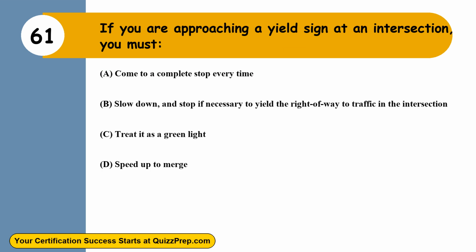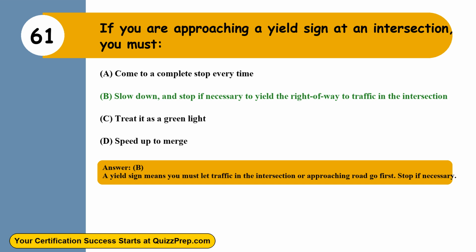Question 61. If you are approaching a yield sign at an intersection, you must: Option A, come to a complete stop every time. Option B, slow down, and stop if necessary to yield the right-of-way to traffic in the intersection. Option C, treat it as a green light. Option D, speed up to merge. The correct answer is option B, slow down and stop if necessary to yield the right-of-way to traffic in the intersection. A yield sign means you must let traffic in the intersection or approaching road go first. Stop if necessary.